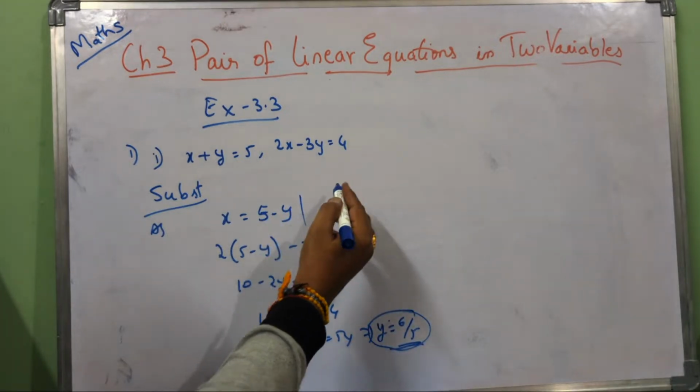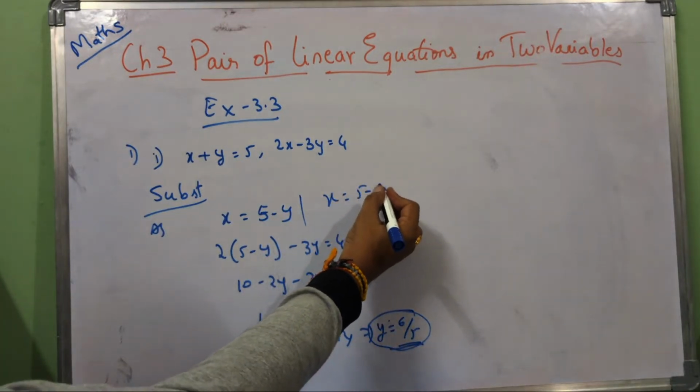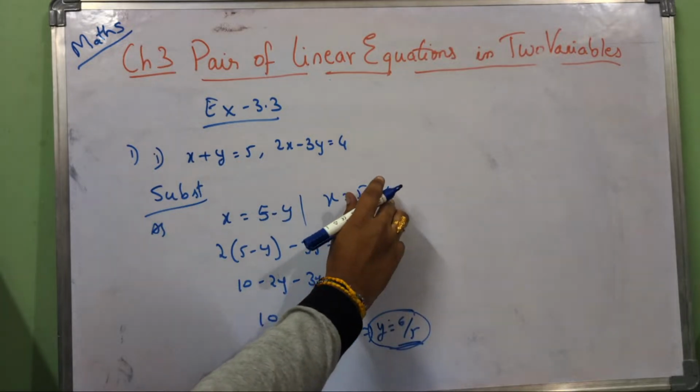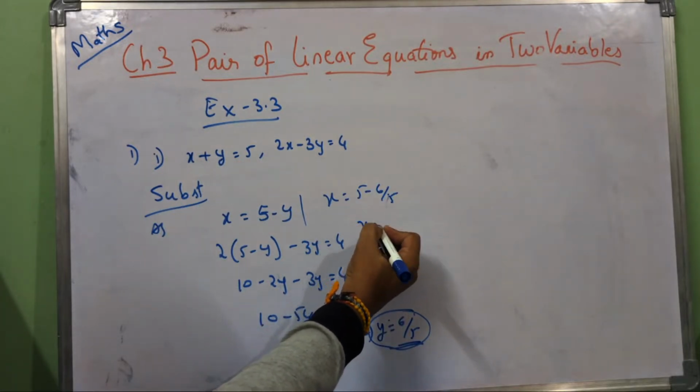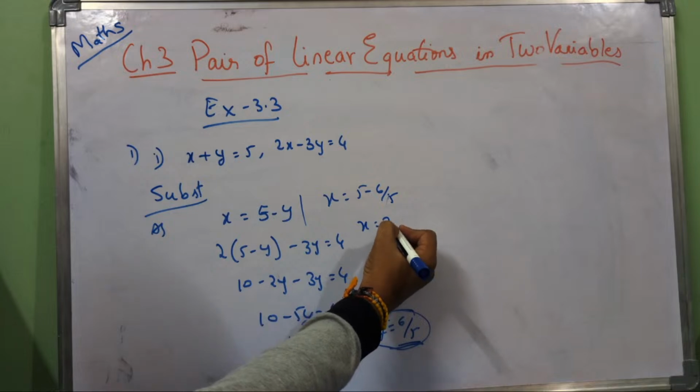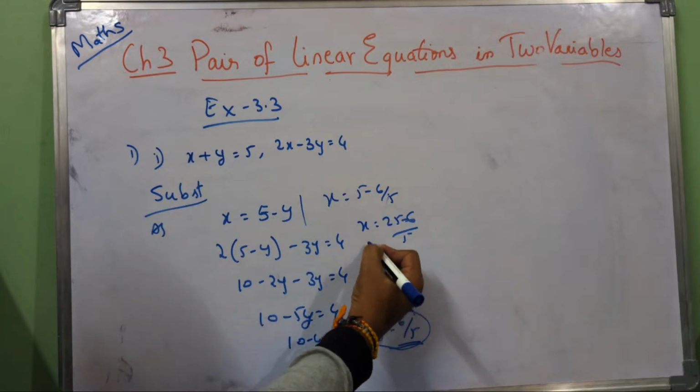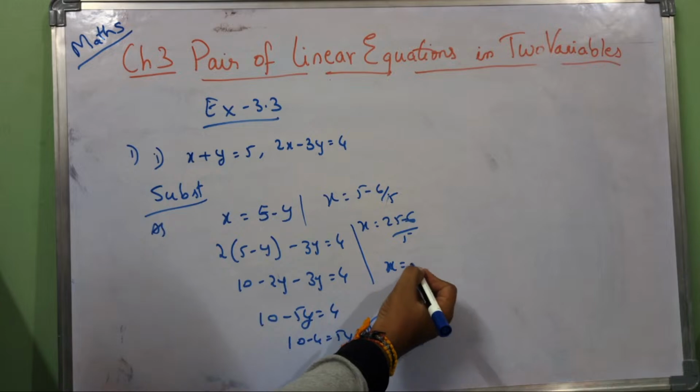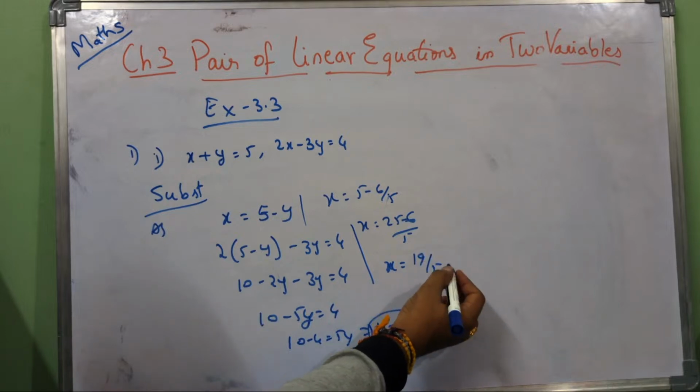Substitute here, x becomes 5 minus 6 by 5, or x becomes 25 minus 6 by 5, so x becomes 25 minus 6 is 19 by 5. So the values are 19 by 5 comma 6 by 5.